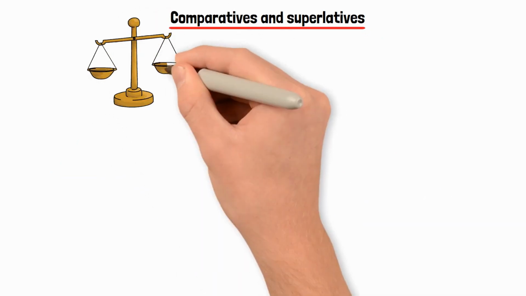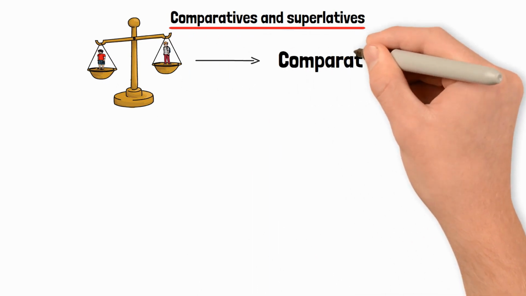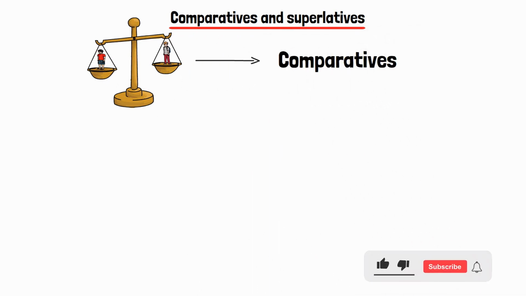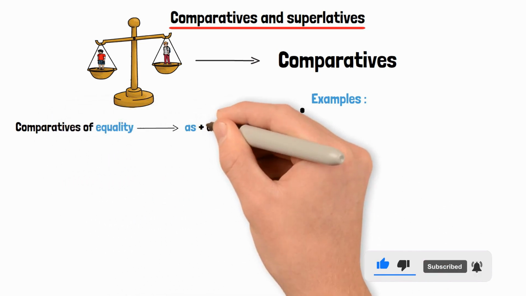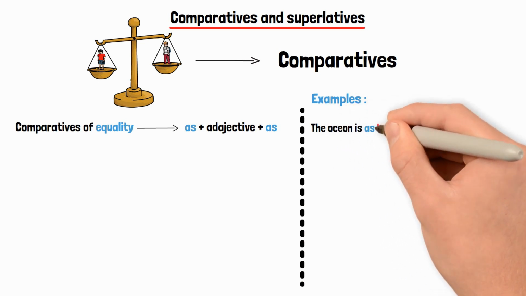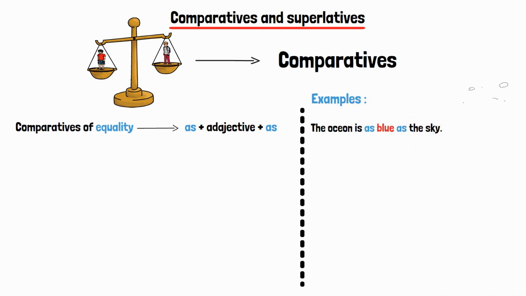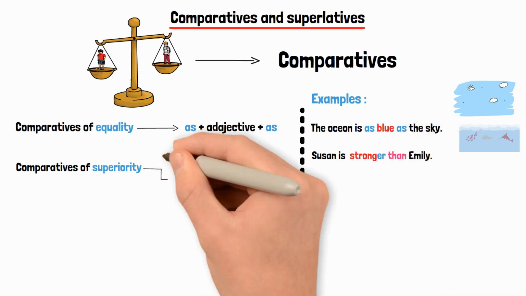In order to compare one thing to another or a person to another, we use comparatives. Comparatives of equality: as plus adjective plus as. The ocean is as blue as the sky. Comparatives of superiority: Susan is stronger than Emily.